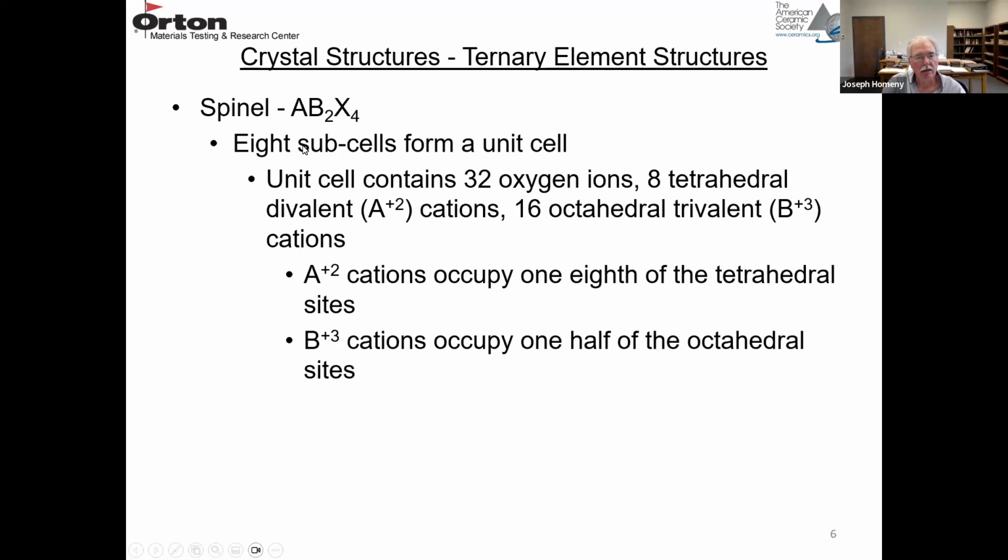So we can put together 8 of these subcells to form a large unit cell. Now instead of 4 oxygens, it's going to contain 32. Instead of 1 tetrahedral site, it's going to contain 8. So 32 oxygen ions, 8 tetrahedral divalent cations, A plus 2, and now 16 octahedral trivalent B plus 3 cations. So A plus 2 ions are going to occupy 1/8 of the tetrahedral sites, and the B plus 3 ions are going to occupy half of the octahedral sites.